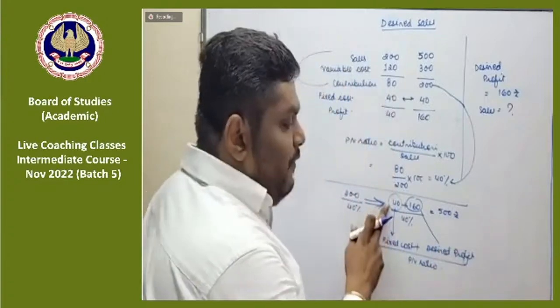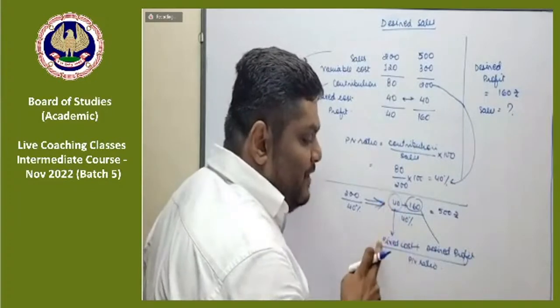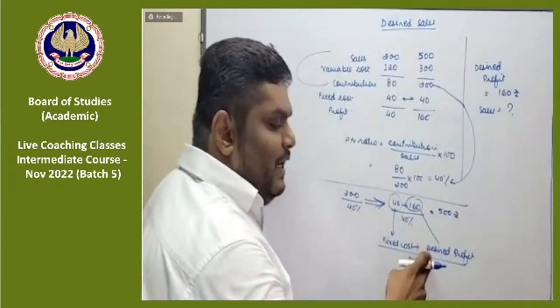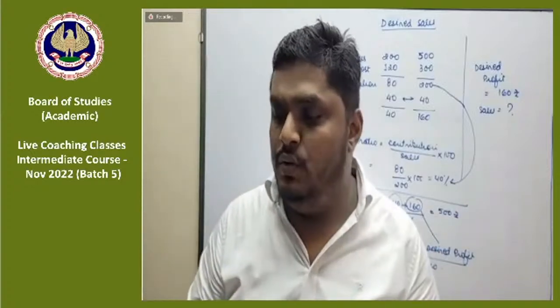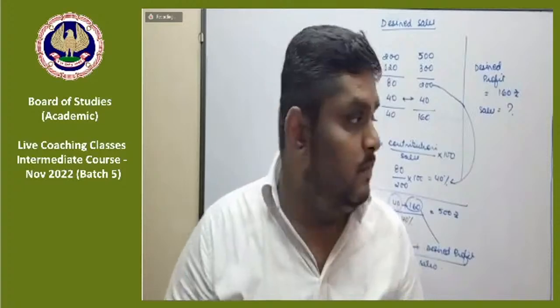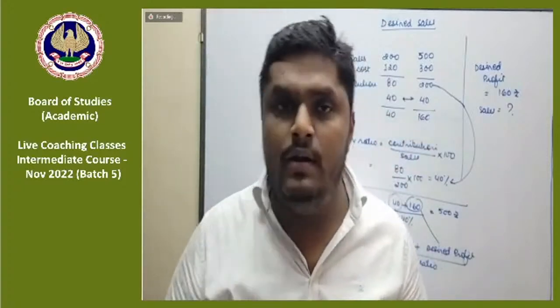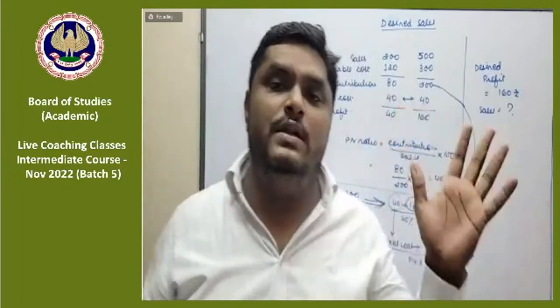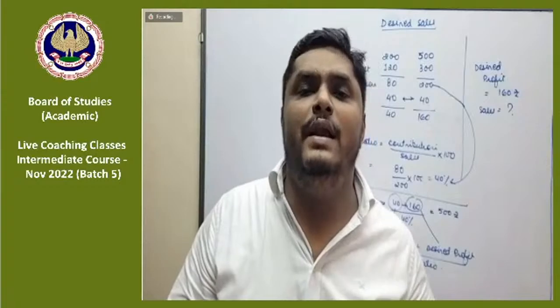Since I said that in desired sales we have to recover the fixed cost as well as my desired profit, it is fixed cost plus desired profit divided by PV ratio. I request you guys to please copy the explanation. I'm using the same question in all the concepts so that it is easy for you to understand and relate the things.